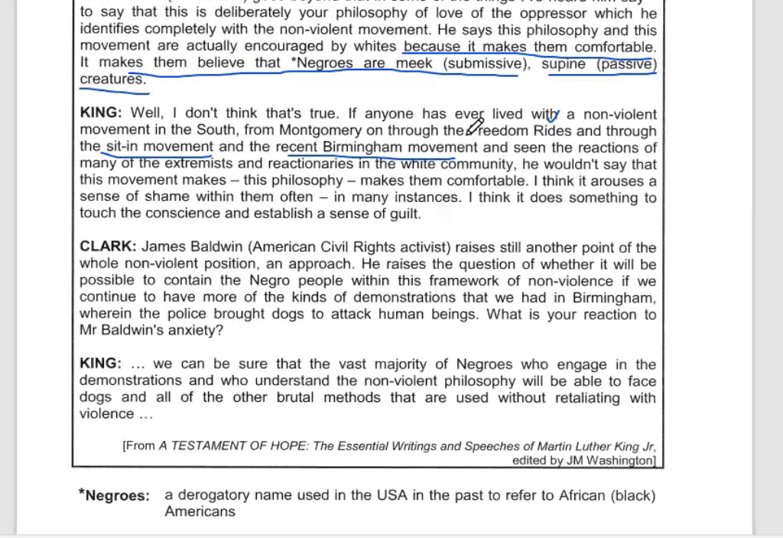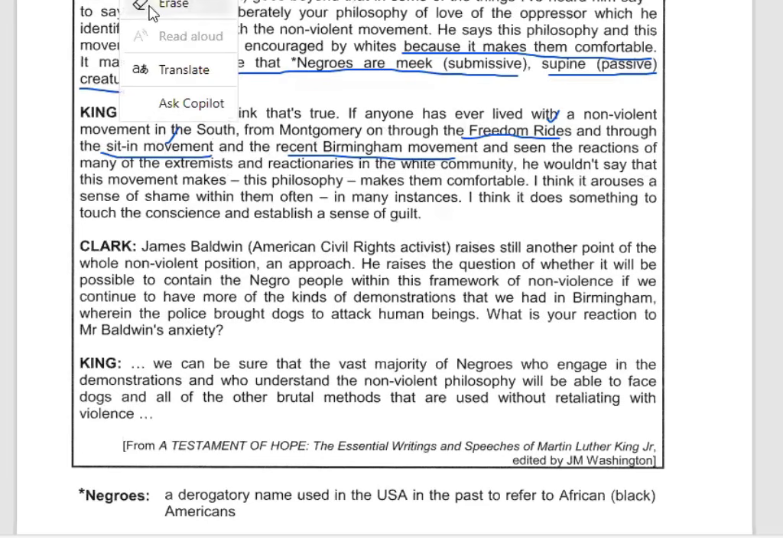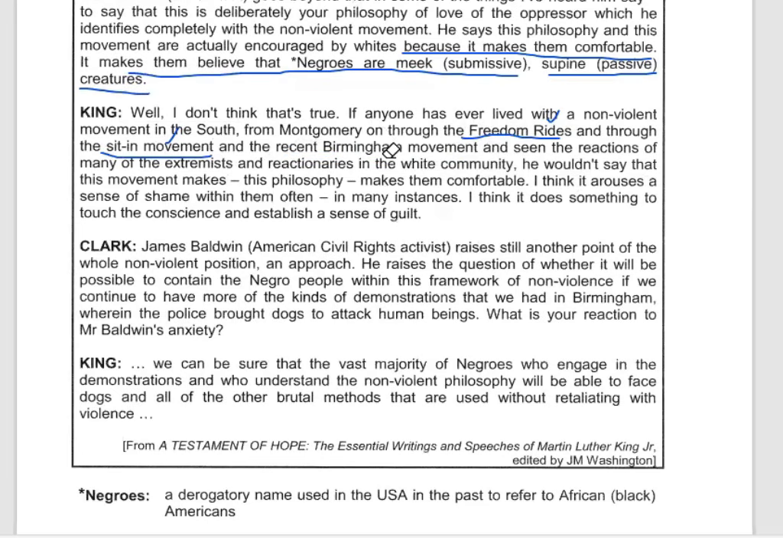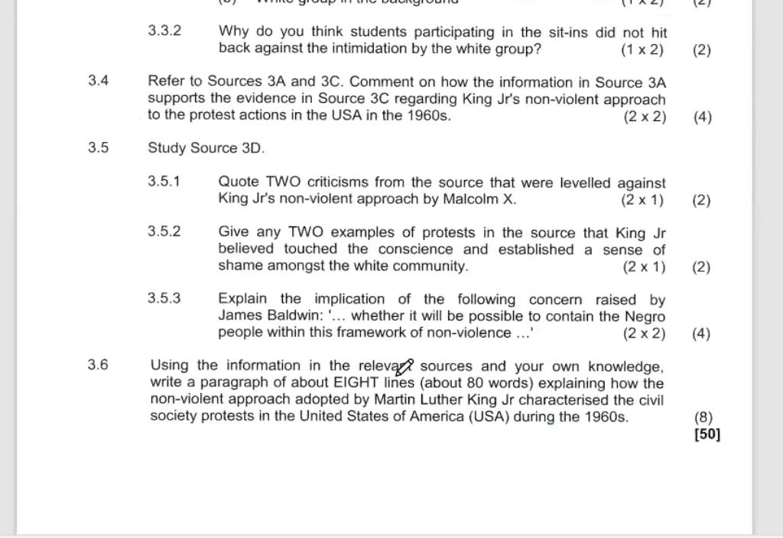So it was the freedom rides and the sit-ins. Those were the two types of protests that weakened the segregation in the question, the protests that are believed touched the conscience and established a sense of shame amongst the white, because they were using the freedom rides, which was non-violent, and also they were using the sit-ins. So those were the two forms of protests. Moving on to the next question.